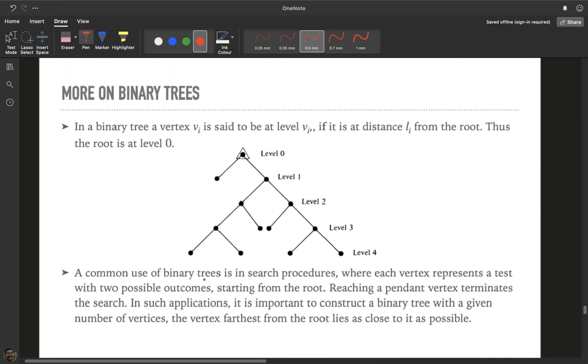So when you study binary trees, the most common use of binary trees is in search procedures, as I have already mentioned, where each vertex represents a test with 2 possible outcomes starting from the root. Reaching a pendant vertex, I have already discussed, will terminate the search. So when you design such algorithms, you need the test to terminate in minimum time. In order to reduce the execution time of that test, you need to design an algorithm in such a way that it terminates in the minimum possible time.